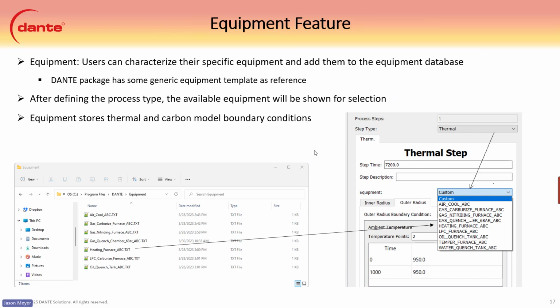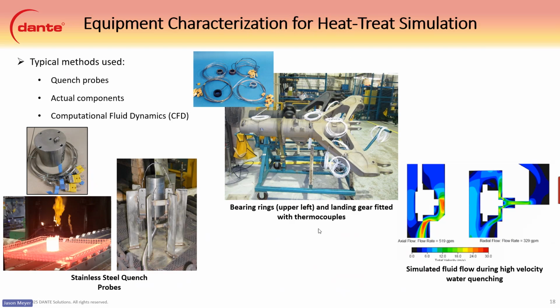That equipment module also stores the thermal and carbon model boundary conditions as well. So it's really nice. They're basically just text files right now, and then you can have them directly in your DANTE directory. The question is how do you characterize that equipment?